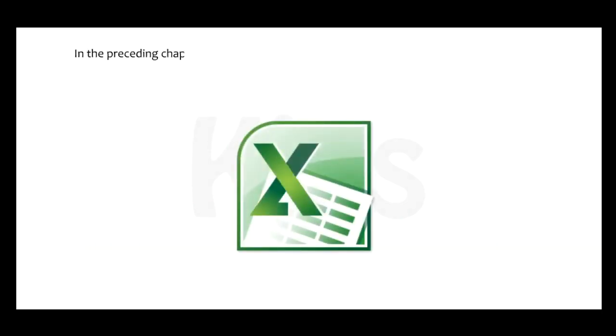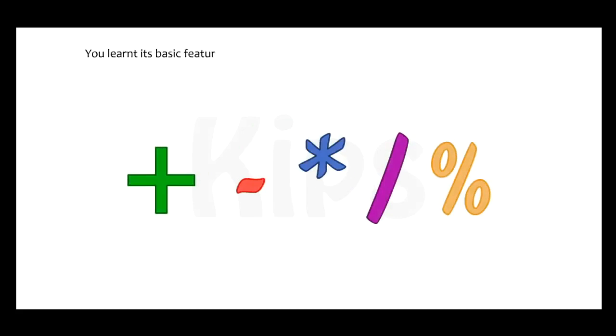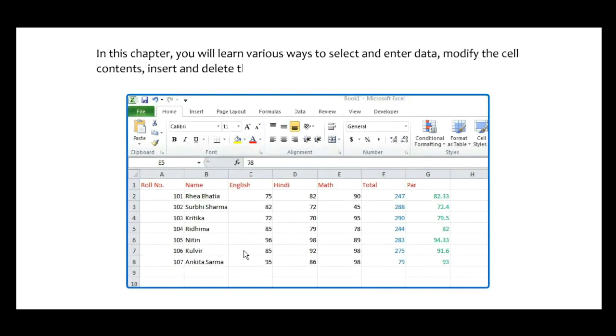In the preceding chapter, you were introduced to another important and useful application of Microsoft Office Suite, that is Microsoft Excel. You learned its basic features like entering data, performing calculations and saving the workbook. In this chapter, you will learn various ways to select and enter data, modify the cell contents, insert and delete the columns or rows, etc.